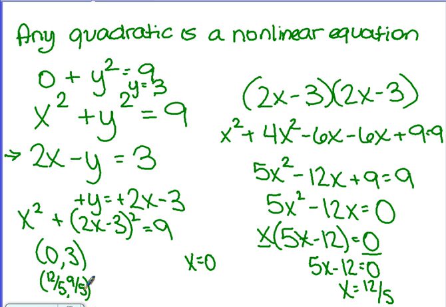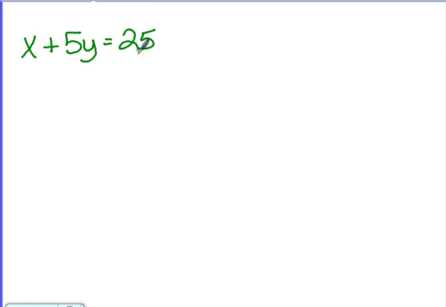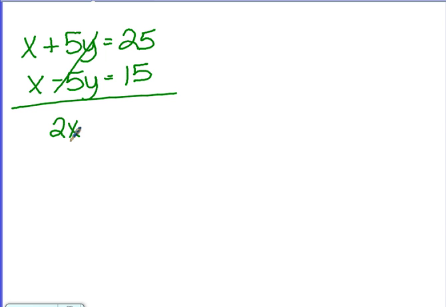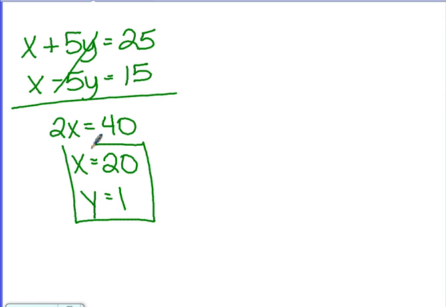Let's look at an example just to review for a linear system. If I have x plus 5y equals 25 and x minus 5y equals 15, I can use elimination and eliminate my y values and get 2x equals 40, which means that x equals 20. Since I've only gotten one solution, we know that this is a linear system. And if I plug this back in, I get y equals 1. So there you see the difference between the two.